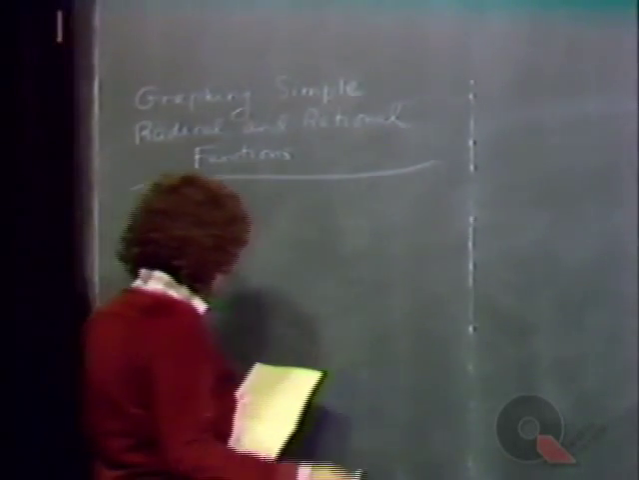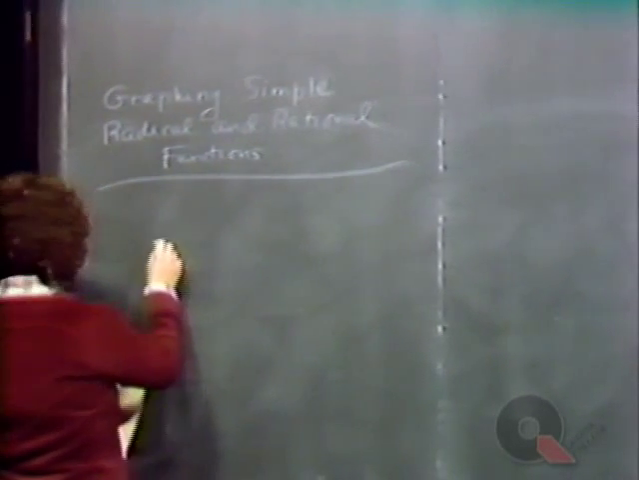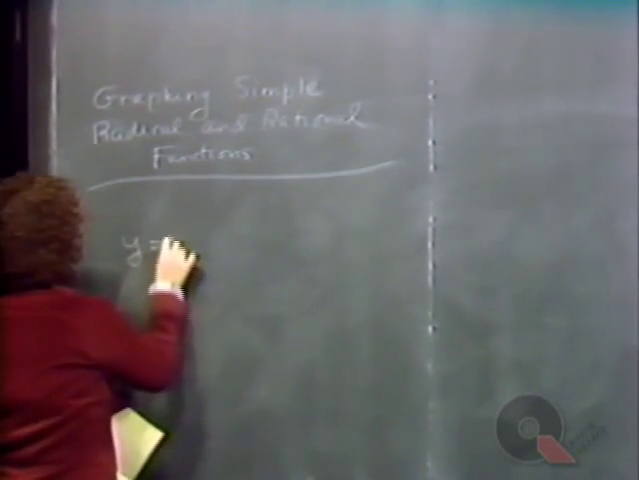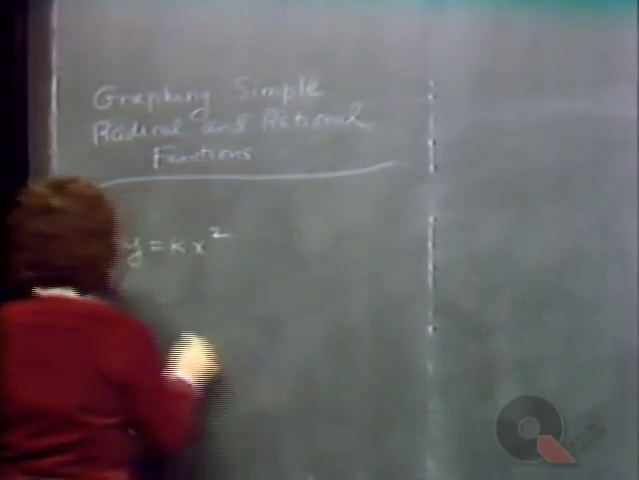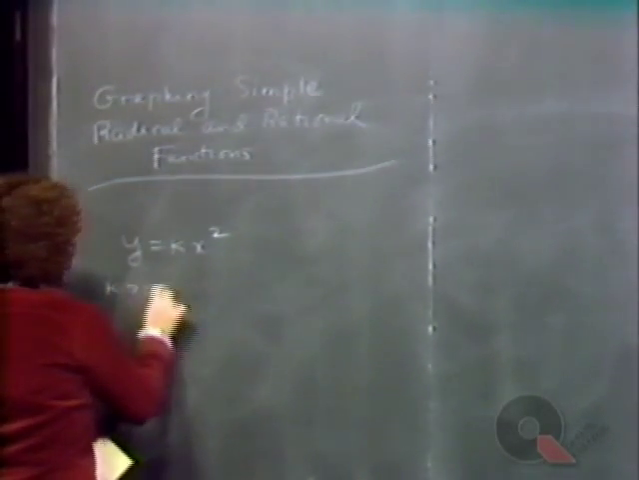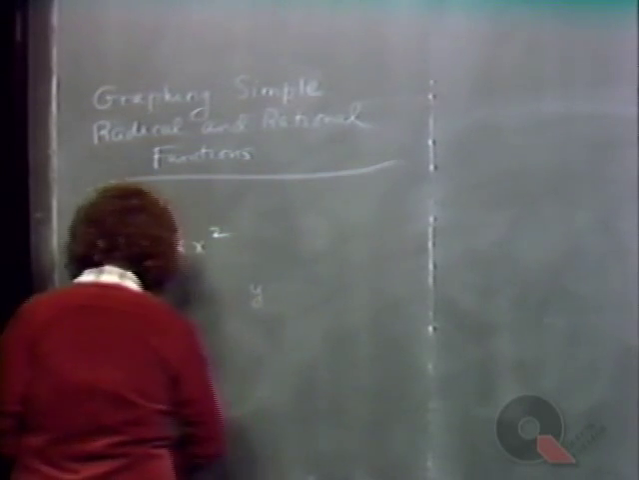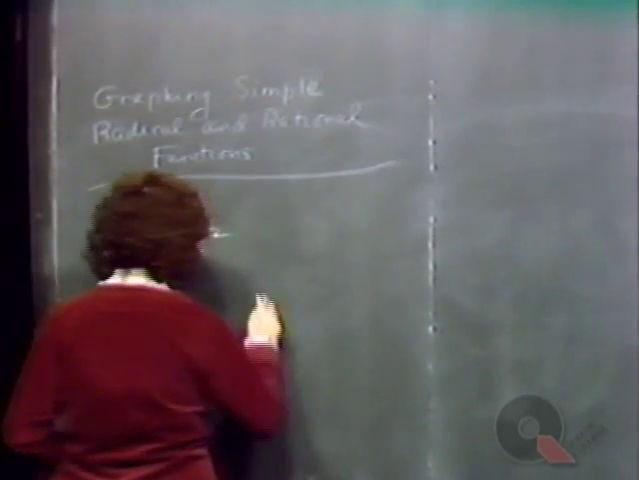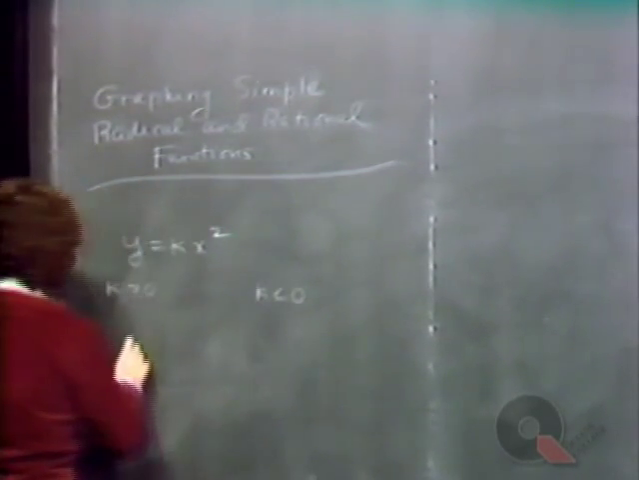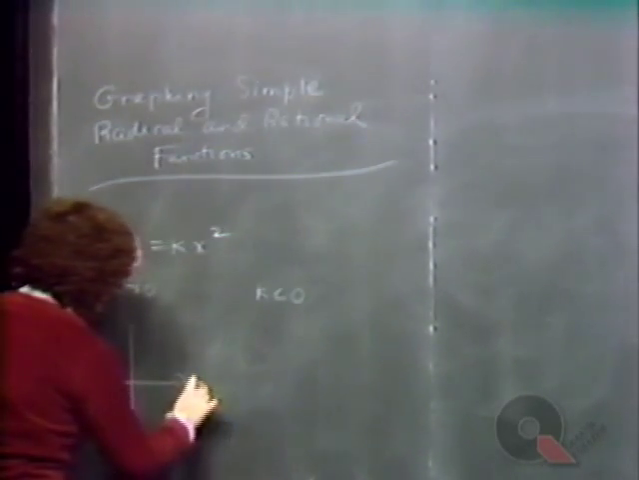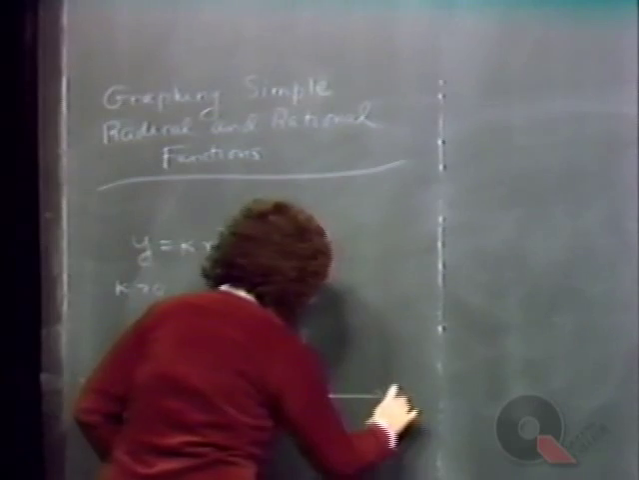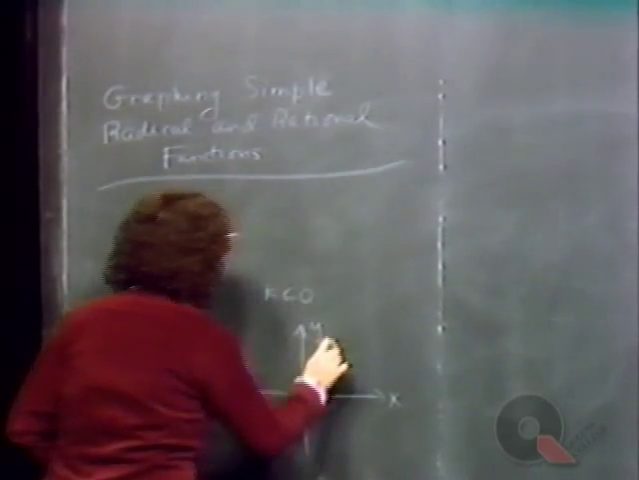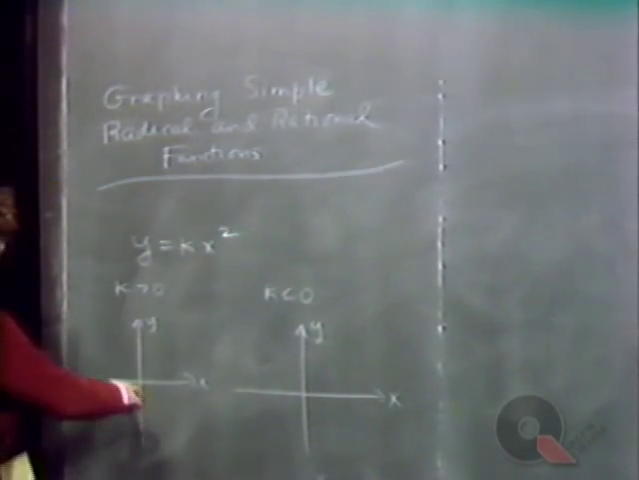Okay, now in earlier videotapes, we learned how to graph parabolas. Basically, we have two main types. We have parabolas of the form y equals kx squared, where k could be positive or negative. These are the parabolas that are symmetric with respect to the y-axis and that have vertex at the origin.